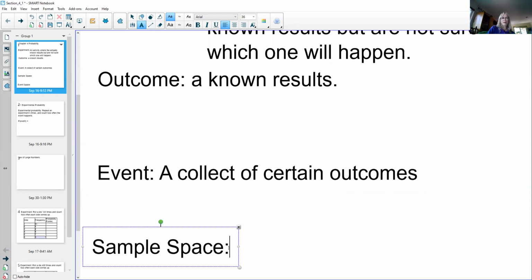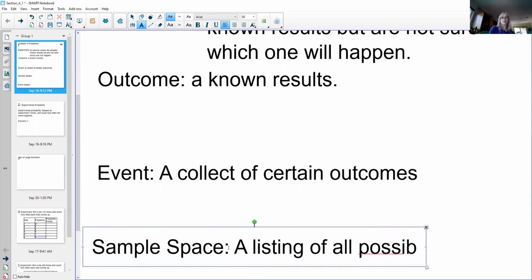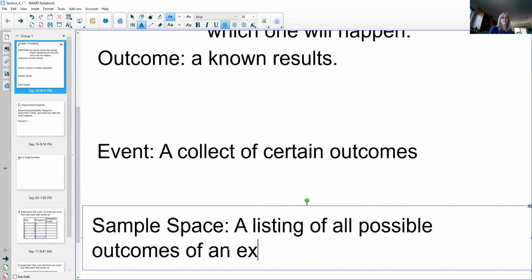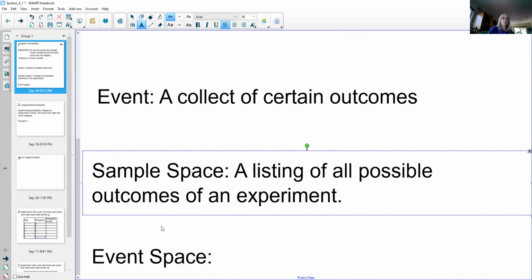A sample space is a listing of all possible outcomes of an experiment. So we know what those outcomes are, and we can list them all. If you list them all, it makes probabilities much simpler because you are just going to be counting in most cases.